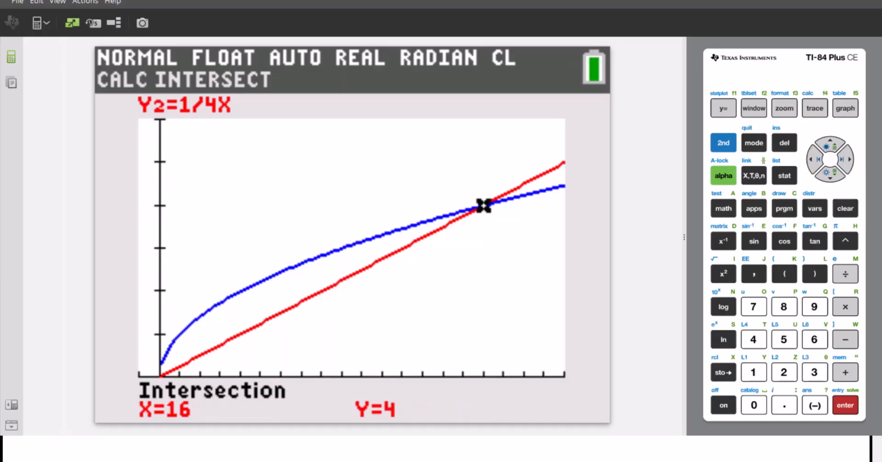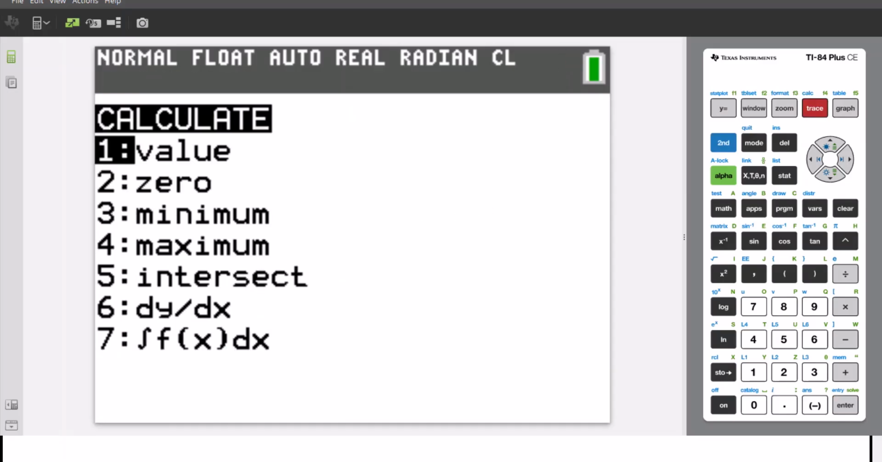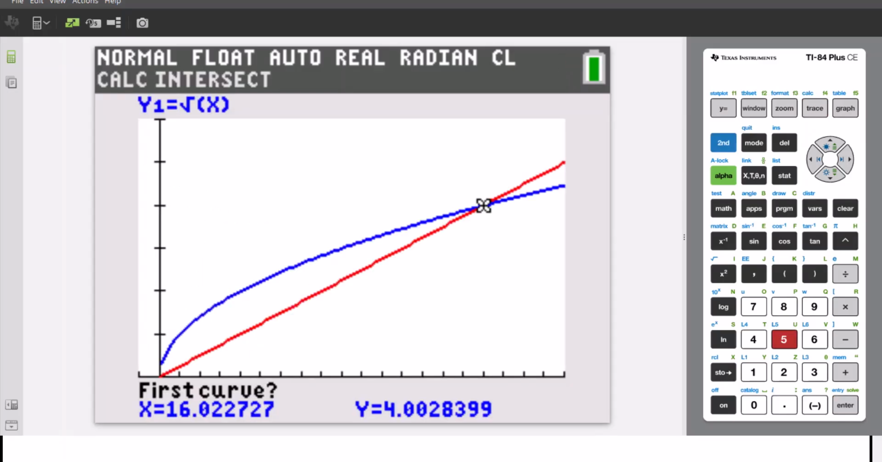And I wasn't close enough. It jumped to the other side. It told me that x is 16. That's great. I got the second coordinate instead of the first one. But let's do this one more time. So I'm going to click second calculate, and then click option number 5. It wants the first curve. I'm going to select the blue one. It wants the second curve. I'm going to tell it to go to the red one.